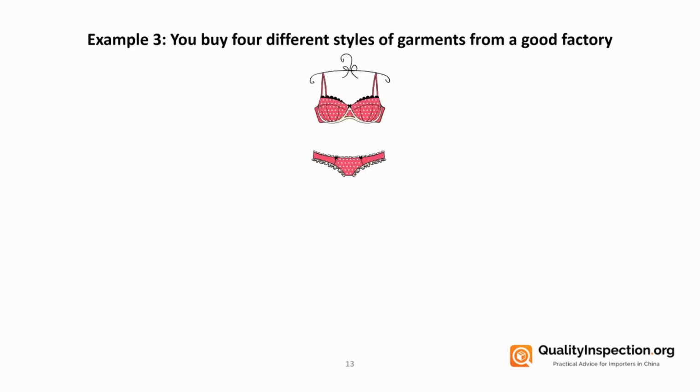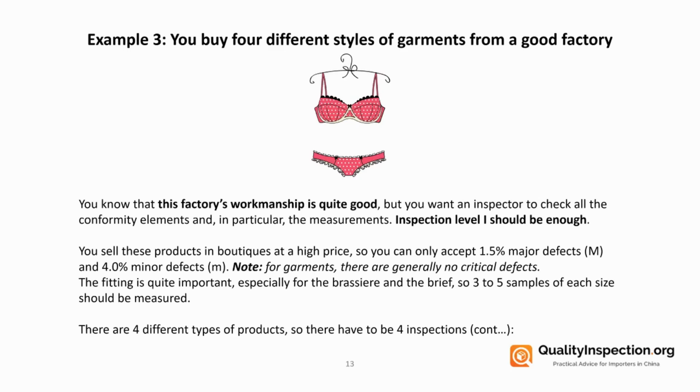Example 3, you buy 4 different styles of garments from a good factory. You already know that this factory's workmanship is quite good, but you want an inspector to check all the conformity elements and in particular the measurements because they're garments. You trust this factory, you know them, so inspection level 1 should be enough.